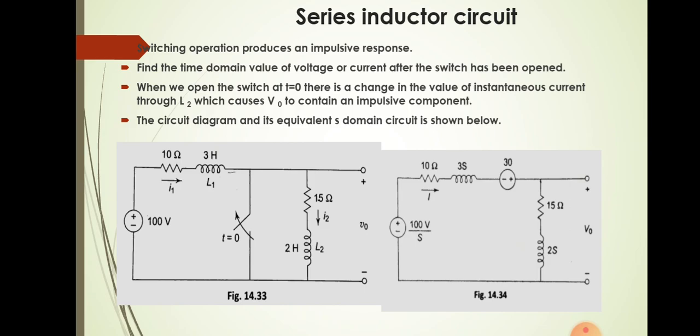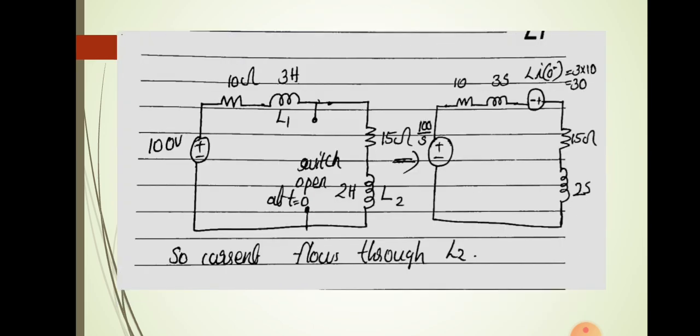See, here this was the circuit. When the switch opens, what will happen? Current cannot flow through this path, so it will find another path like this. So the circuit will look like this. This part will be open, so the current flows through this path. So there will be some current flow through this L2 whenever the switch is open. So the circuit will look like this.